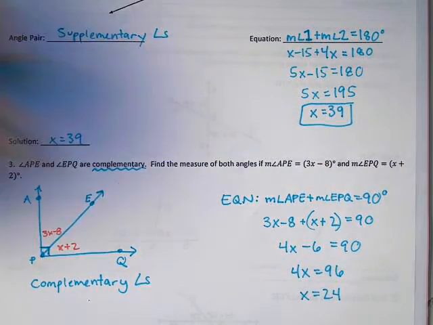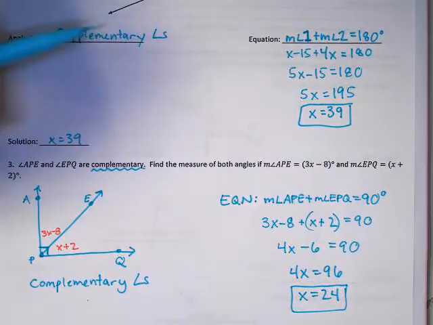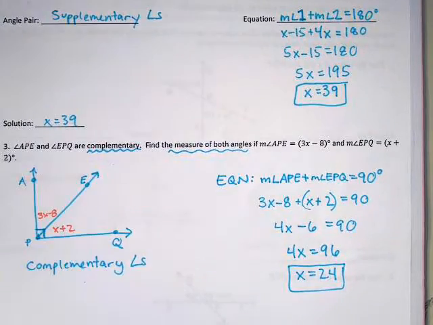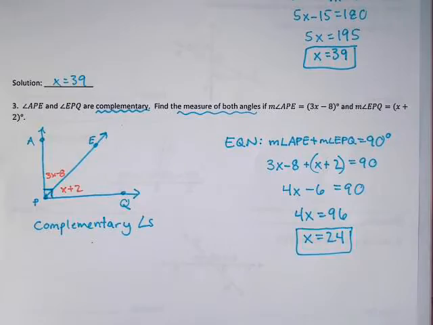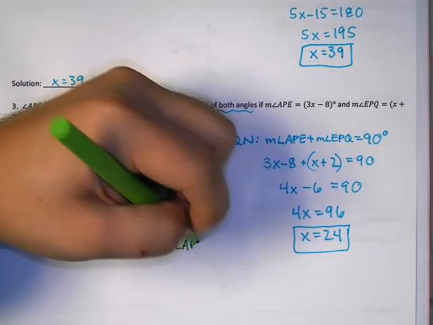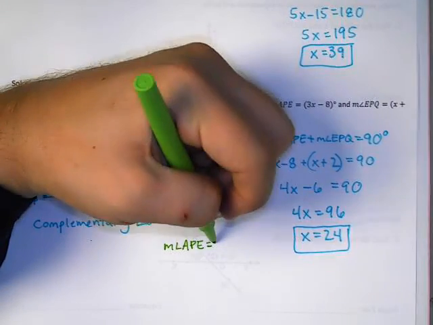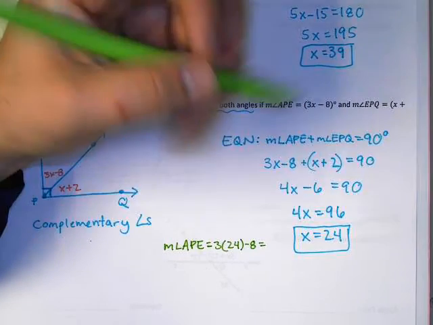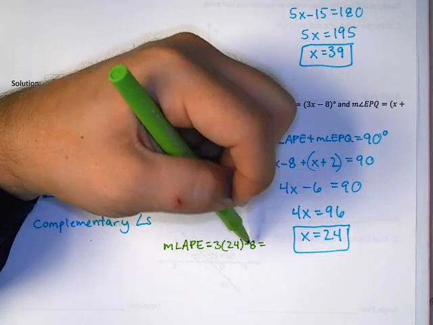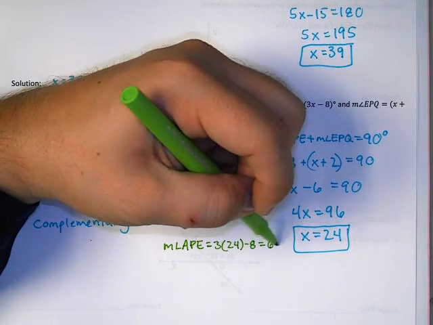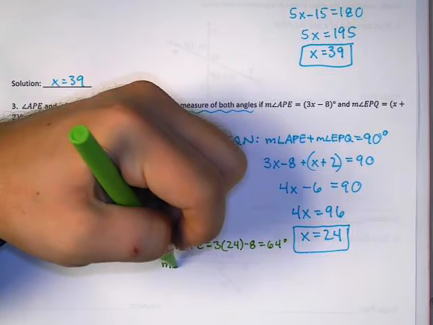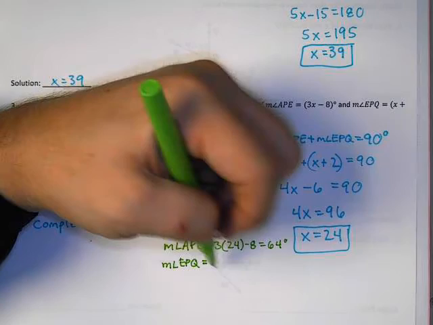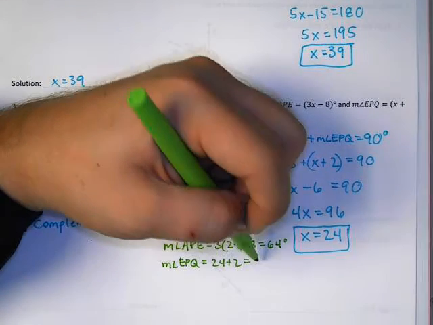All right. Now, that gets us our x value. Please make sure, though, in this case, it wanted us to find the measure of both angles. So, we're going to have a little bit more work to do. Maybe come down here, say measure of APE. Well, I knew it was going to be 3 times x, or 24, minus 8. And well, that's 72 minus 8, so what's that, 64? Measure of EPQ should be x plus 2, or 24 plus 2, which is 26.